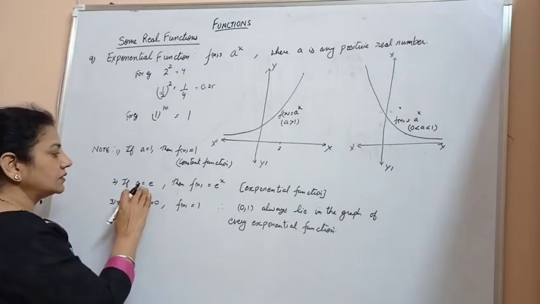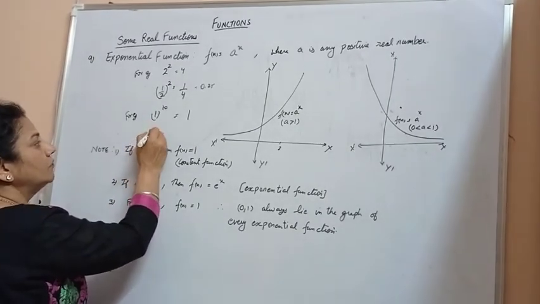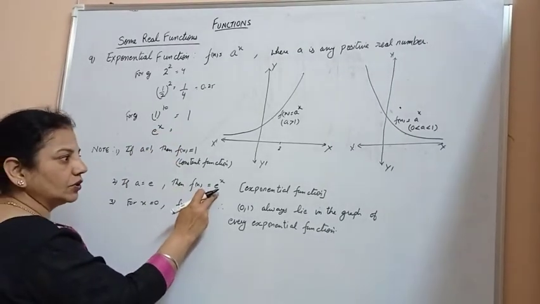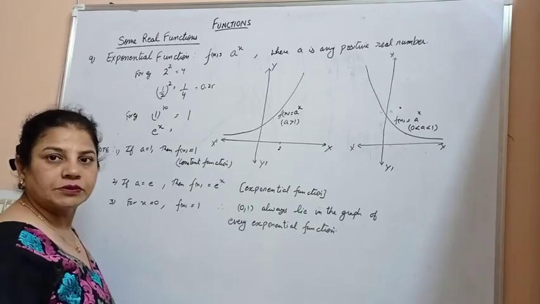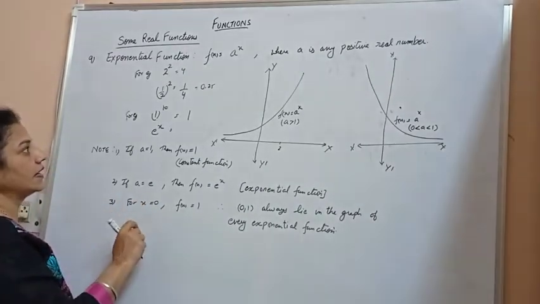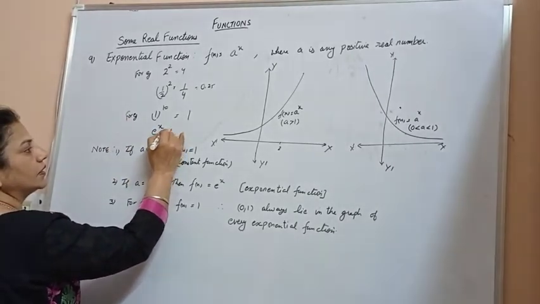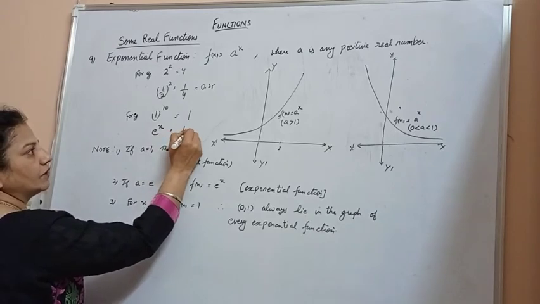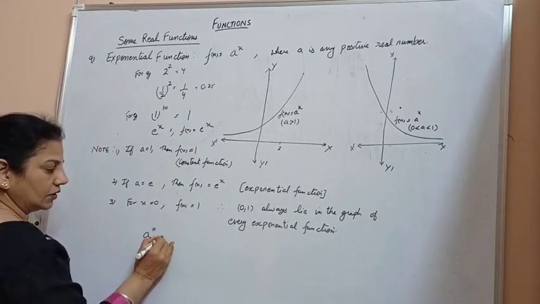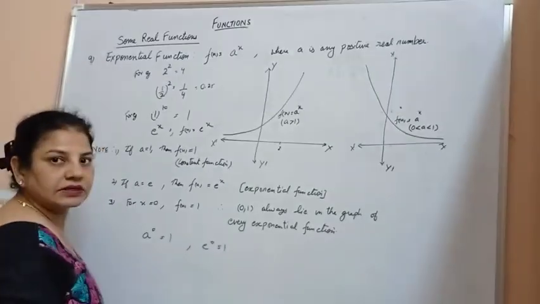When a changes to e, we get e to the power x. F(x) is equal to e to the power x, which is called the exponential function. If x becomes 0, the function f(x) is e to the power x only. When a to the power 0 gives me the result as 1, or you say e to the power 0 gives me the result as 1.